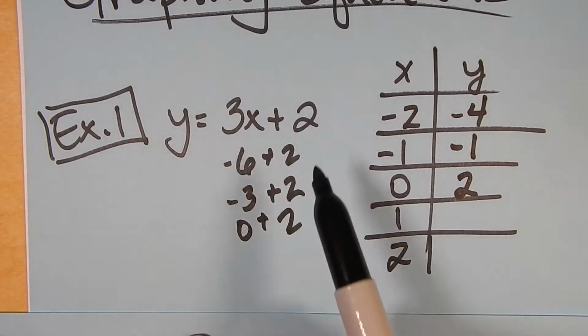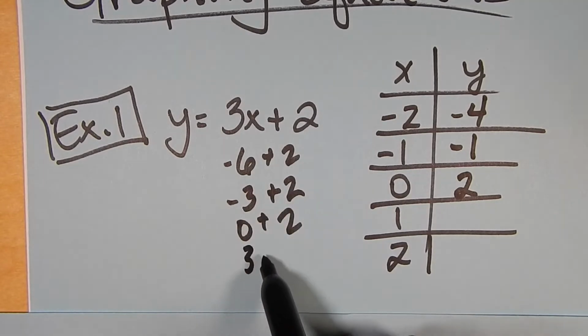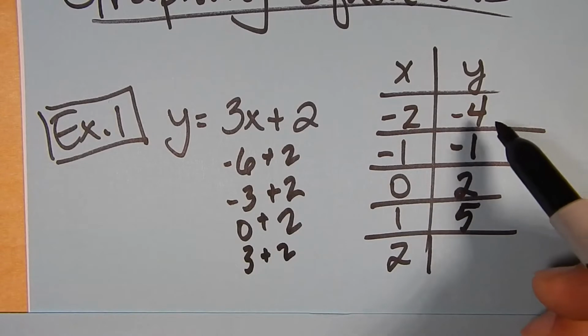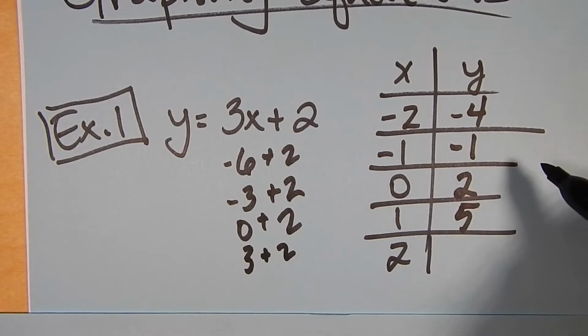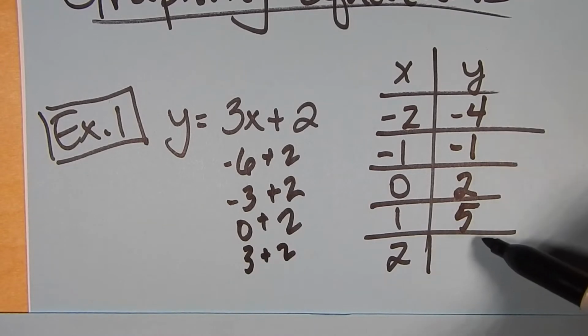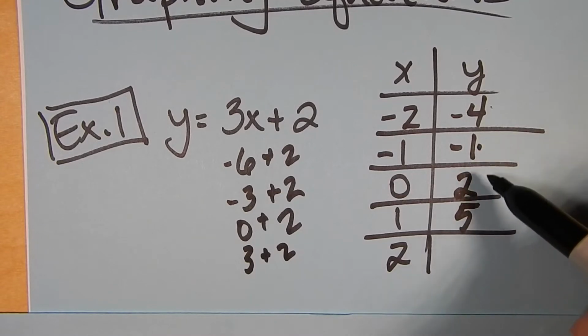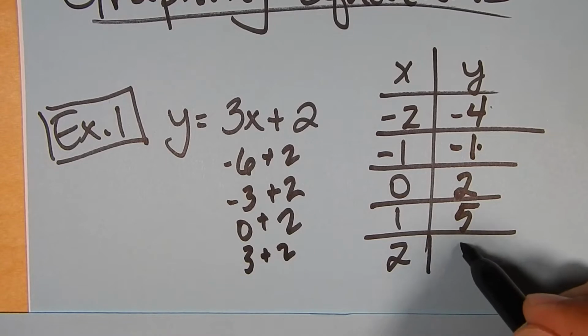If we have 1, 3 times 1, that's going to be 3, plus 2, that's going to be 5. Now, something you might notice as I'm writing these numbers is there's a pattern, and that's a good thing to notice. From here to here, I added 3. From here to here, add 3. From here to here, add 3. From here to here, we're going to add 3 and get 8.